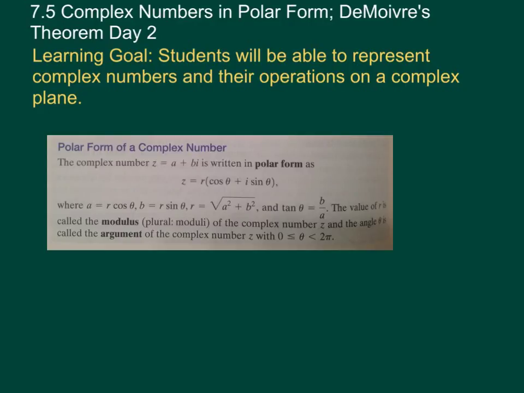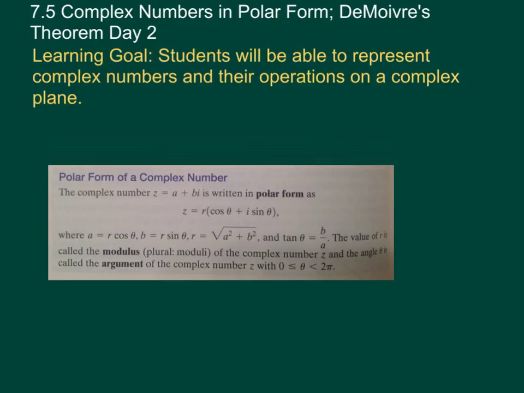7-5 complex numbers in polar form, De Moivre's theorem, day 2. Our learning goal is the same, that you'll be able to represent complex numbers and their operations on a complex plane. So in this lesson, we're going to learn how to write the complex number in polar form and then change polar form to rectangular.